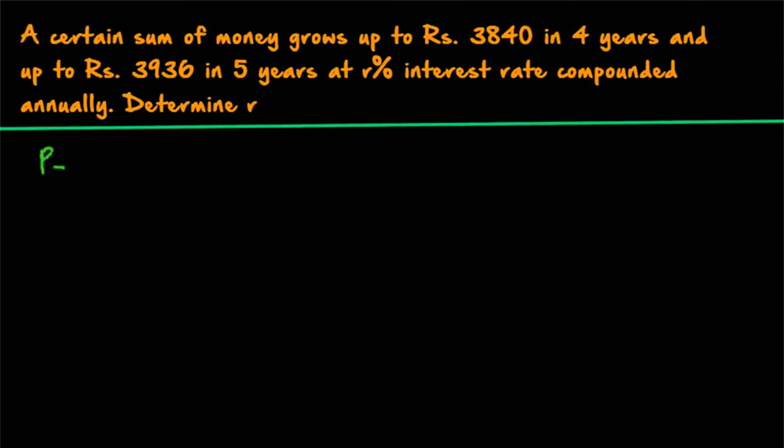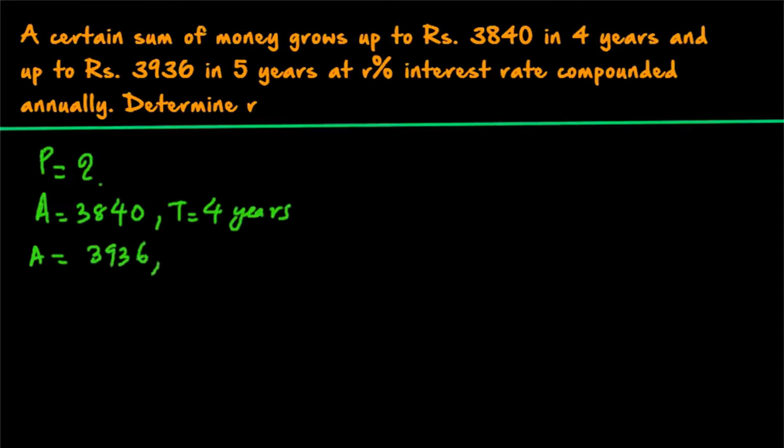The principal is unknown, and this principal is growing to rupees 3,840 in a time duration of 4 years, and it is growing to 3,936 in a time period of 5 years. You have to find out the rate of interest. So how to do this problem?